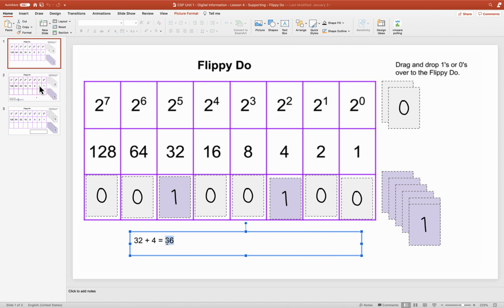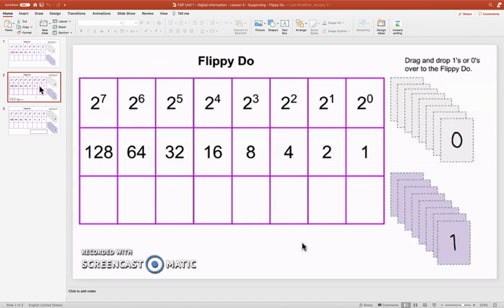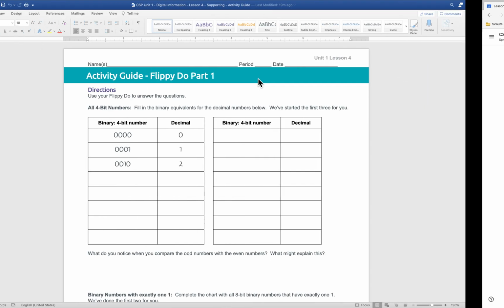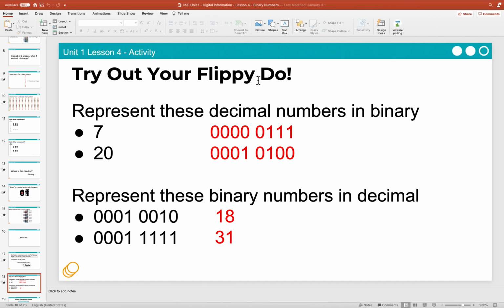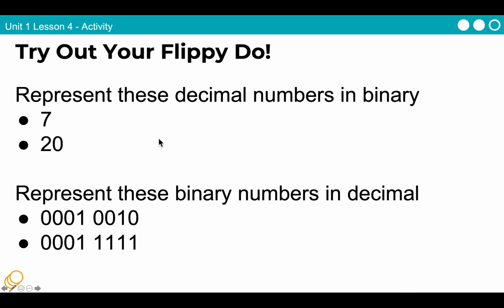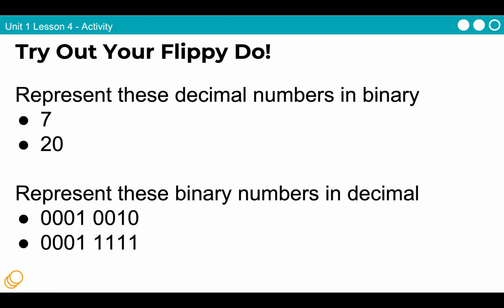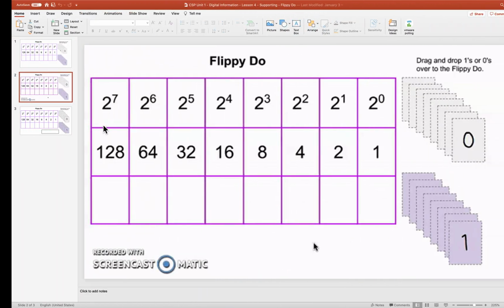So let's take a look at our flippy do here. What did it want us to do? Going back to here. Try out your flippy do. Represent these decimal numbers in binary. So 7. Let's take a look at what 7 might look like.